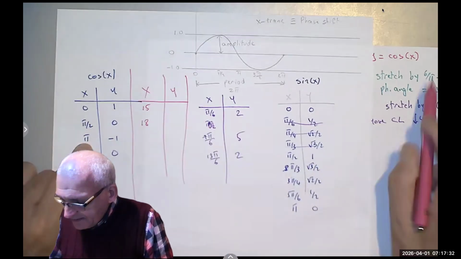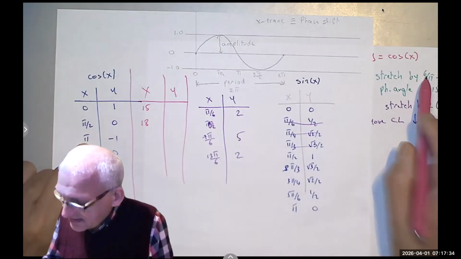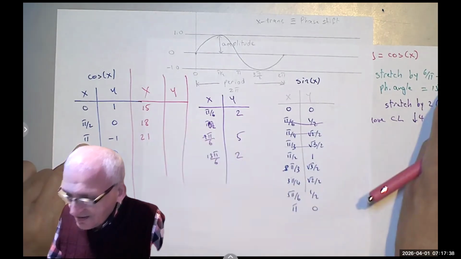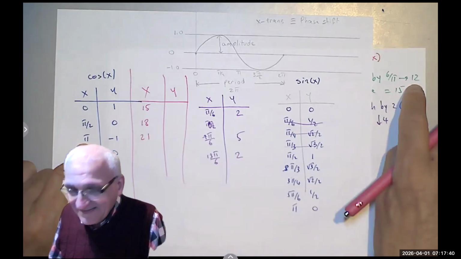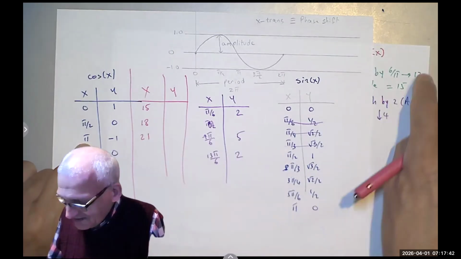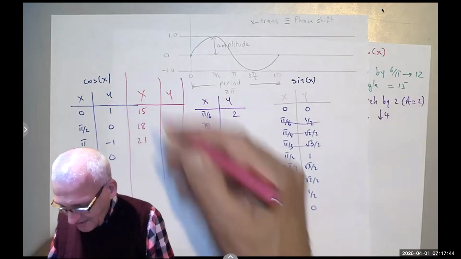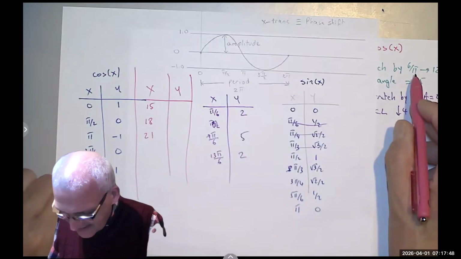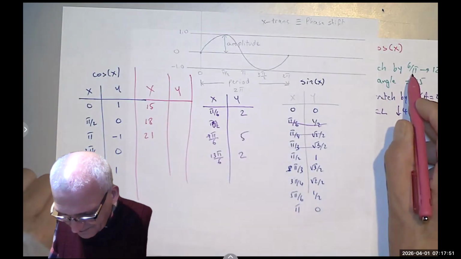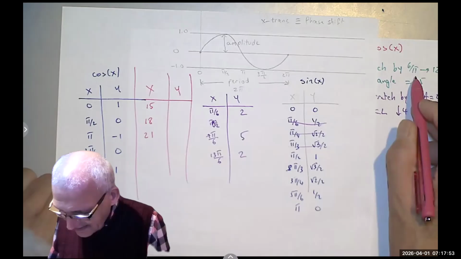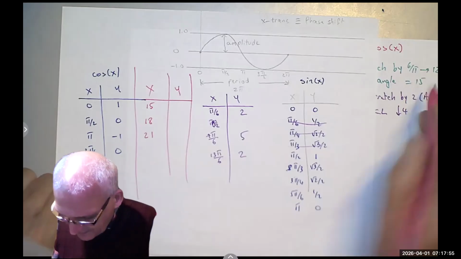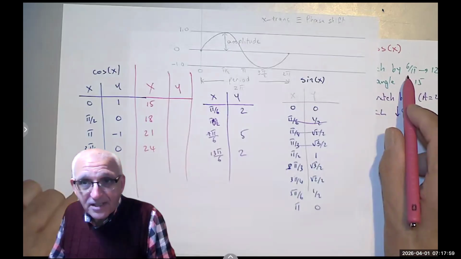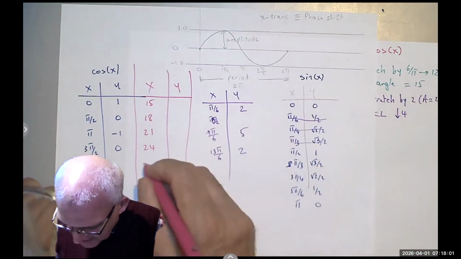Pi, you multiply by 6 over pi, it becomes 6 plus 15. I keep reading that this is 12. No, the 12 is the total period. Okay, 3 pi over 2, you multiply by 6 over pi, you get 9, right? And then you add 15, that is 24. And then 2 pi by 6 over pi becomes 12, plus 15 is 27.